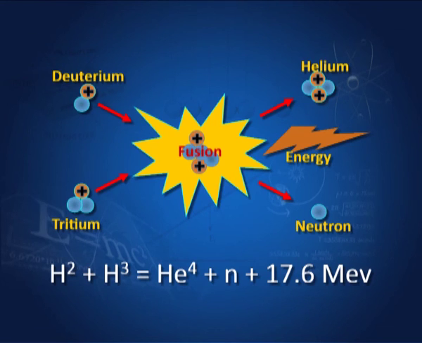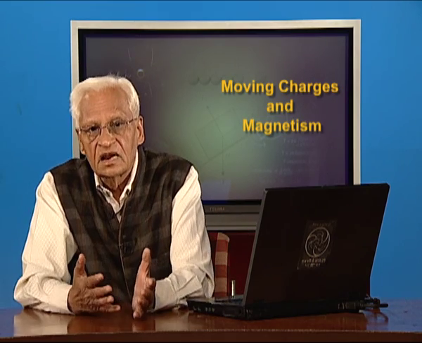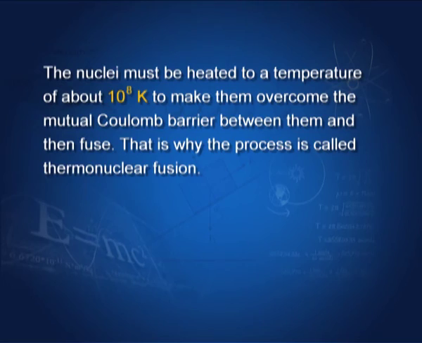Deuterium has 1 proton 1 neutron, tritium 1 proton 2 neutrons, and they must react in a certain region of space, and they give rise to helium and a neutron and a lot of energy. In one such reaction you get 17.6 mega electron volts. But what is the problem? The problem is why this has not been achieved so far. See, the nuclei must be heated to a temperature of about 10 to the power 8 degrees to make them overcome the mutual Coulomb barrier between them.